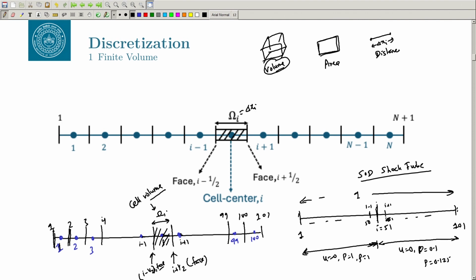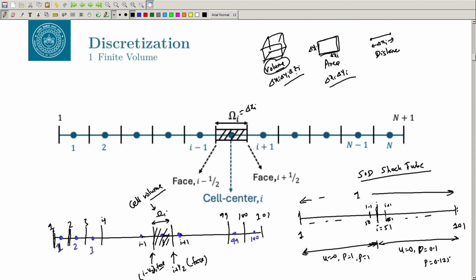Basically the distance from face to face. In 2D let us say this is my delta xi and this is delta yi, so my area will be delta xi delta yi. In 3D it could be delta xi, delta yi, delta zi. And there are many approaches to calculate the cell volume also. One thing you need to make sure is that your cell volume cannot get negative. If your cell volume is going negative, then there is some problem in your calculation.